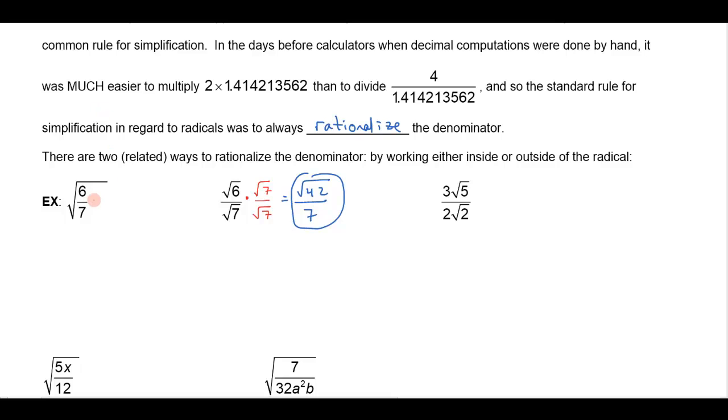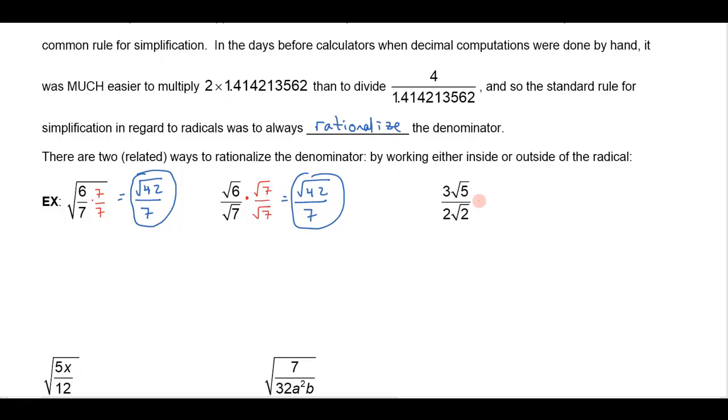All right, so I could just multiply inside the radical by 7 over the 7, which is really the same thing as multiplying outside by square root of 7 over square root of 7. And that will give me the square root of 42 in the numerator. And then I get the square root of 49, and the square root of 49 is again just 7. Okay, so either way, you'll of course get the same answer.